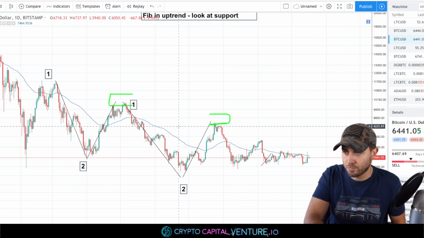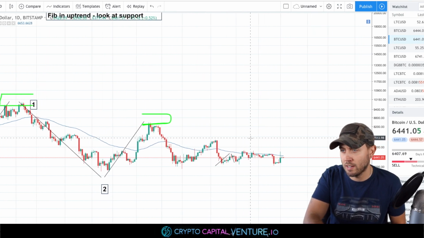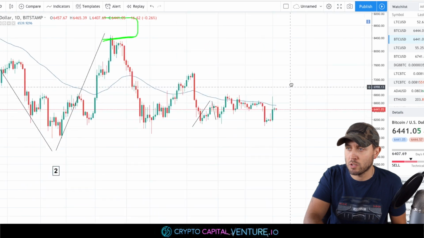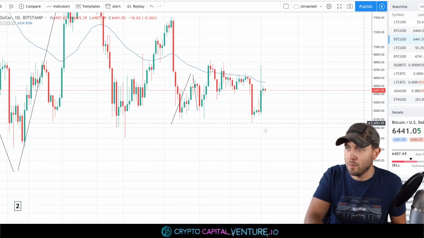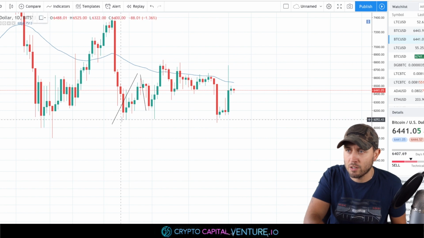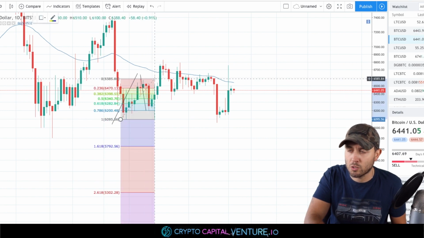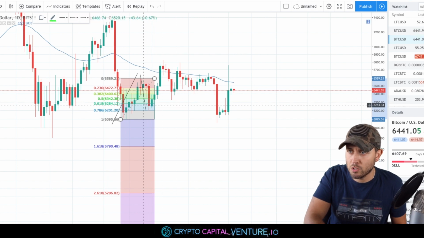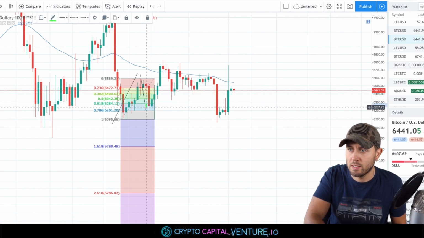Just to give you an example as well, we've been using this on the shorter time frames too. So I'm just going to zoom in on the daily. It probably would work better on the 4-hour, but we can zoom in on the daily, and take another swing low to swing high, and you can see, boom, support 618 to 786.